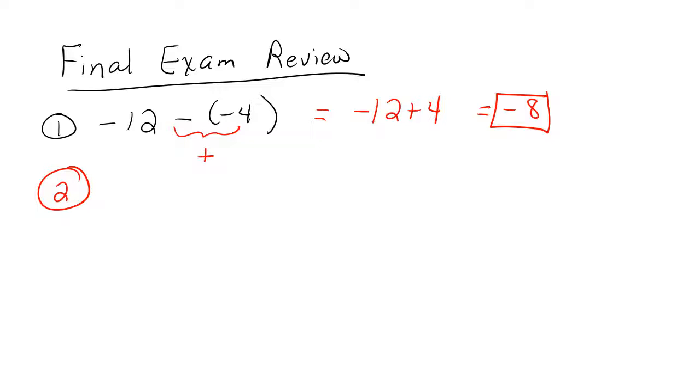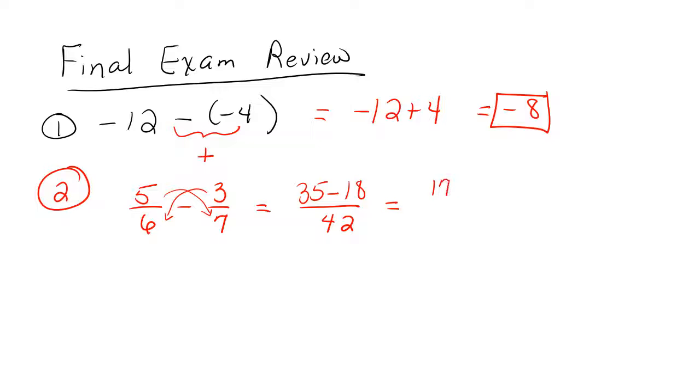Question 2, subtract 5/6 minus 3/7. Well, we need a least common denominator, which would be 42. Remember, 6 times 7 is 42. Now you can cross multiply. 5 times 7 is 35. 3 times 6 is 18, and that's a subtraction. 35 minus 18 will give you 17 over 42, and that would be the final answer.